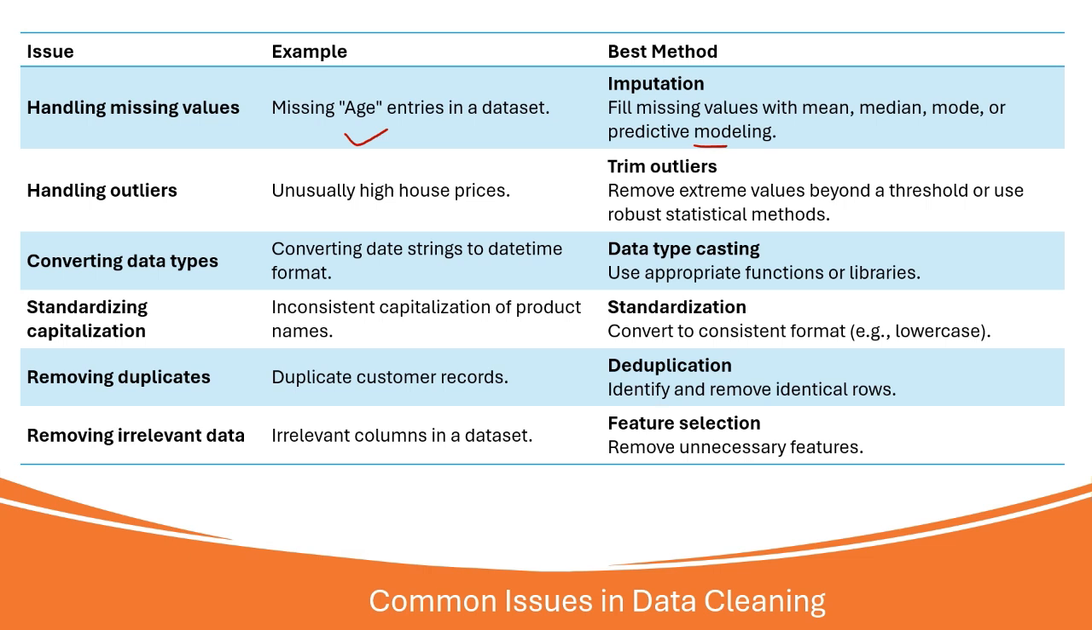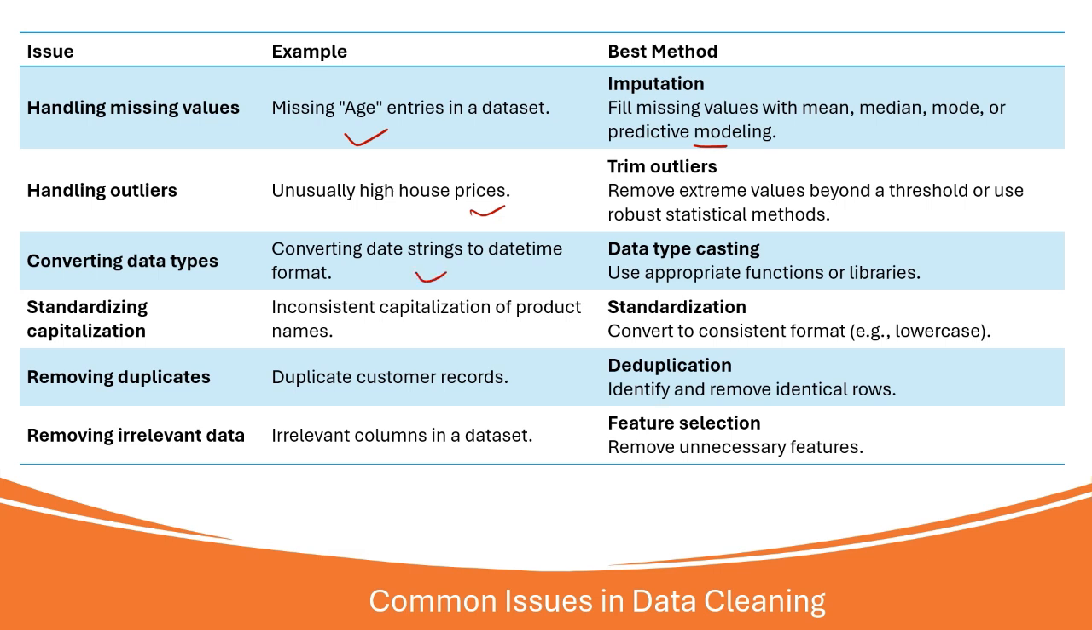And also handling the outliers. For example, if you are doing a house price prediction and you have a house price for one or two values that are very, very high, or maybe very, very low, that may not be helpful in your model analysis. So you can remove that, where you can use some kind of robust statistical method to solve this kind of problem. Remove extreme values beyond the threshold values.